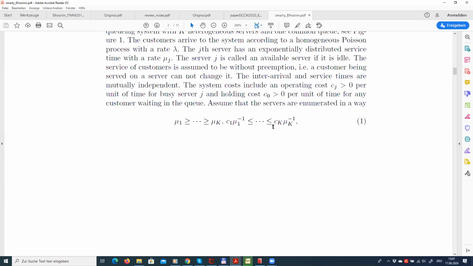Why do we need this ordering? Because according to this ordering, it is possible to prove some monotonicity properties of the optimal policy, especially threshold structure. If we use another ordering, then we have some problems in the theoretical proof of these properties.